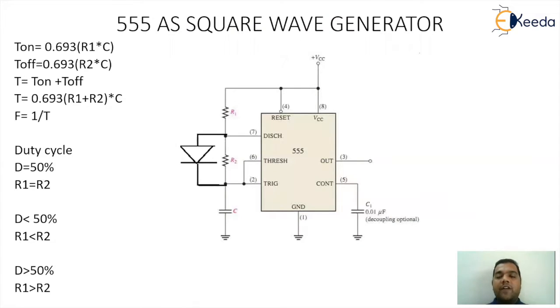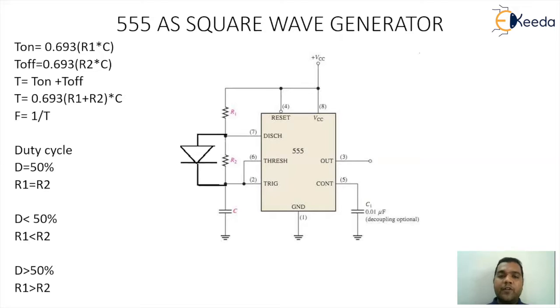Before we start with the topic, we can recollect a diagram without the diode. It is the same diagram which is being shown in the figure, except the diode was absent. Between pin number 8 and pin number 7, there was a resistance by the name R1. Between 7 and 6, there will be a resistance by the name R2.